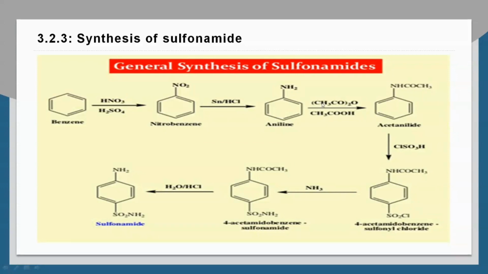In the third step, this aniline reacts with acetic anhydride. It's converted into acetanilide. So in this step, N-acetylation will occur. In the next step, acetanilide reacts with sulfonyl chloride. It gives 4-acetamidobenzene sulfonyl chloride. So in this step, electrophilic substitution will occur at the para position as a major product. In the next step, this reacts with ammonia and gives 4-acetamidobenzene sulfonamide. So finally, on hydrolysis, it gives 4-aminobenzene sulfonamide. So this is the synthesis of sulfonamide.